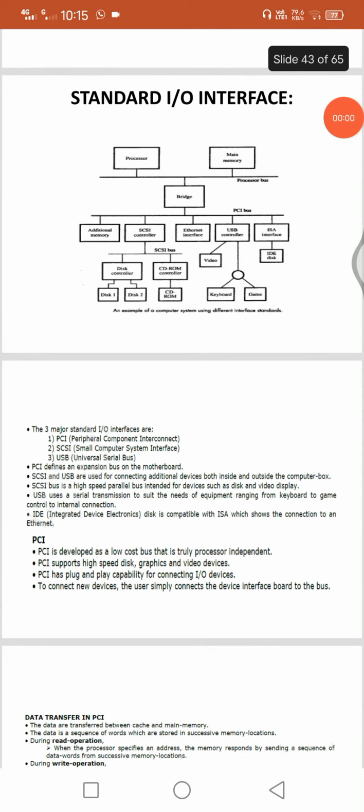Hi students, now the next topic is standard input and output interface. See, this is the diagram for this. It is an example of a computer system using different interface standards. So based on the standards, we need to connect input and output.